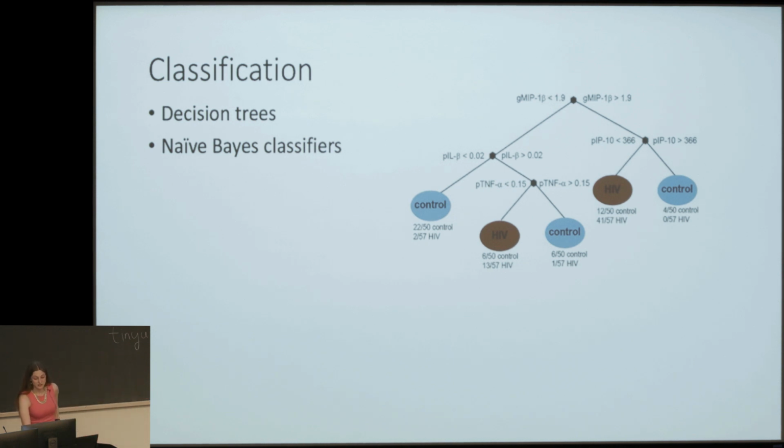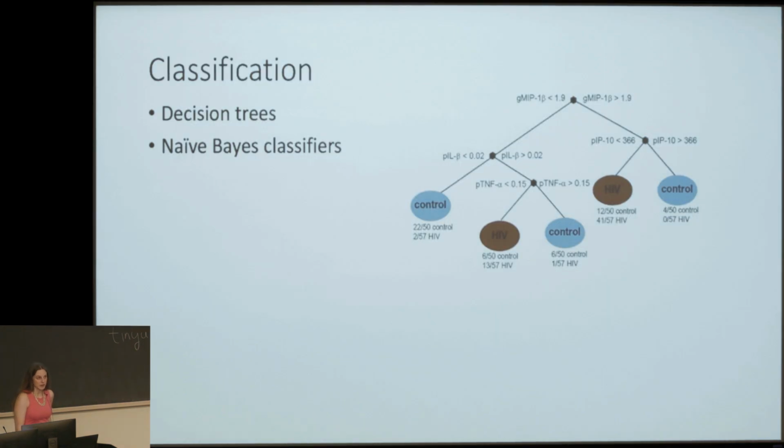In this particular case, we were trying to understand the difference between samples from those with HIV and those without, based on their cytokine profiles from mucosa. We didn't actually even need that many cytokines to make these decisions. It's 1, 2, 3, 4, until we separated out all of our samples.